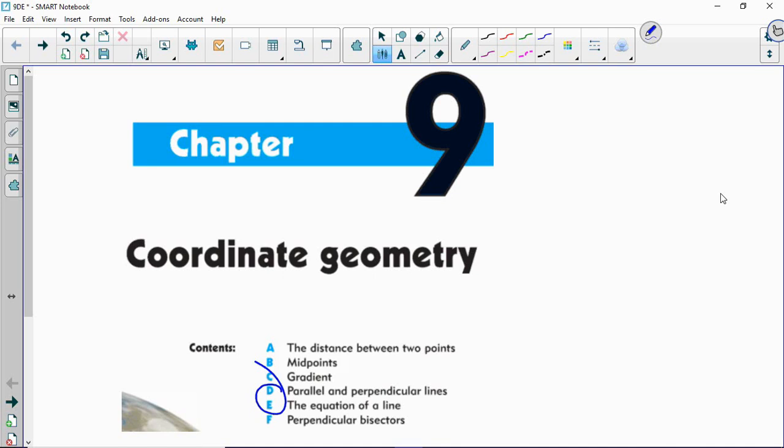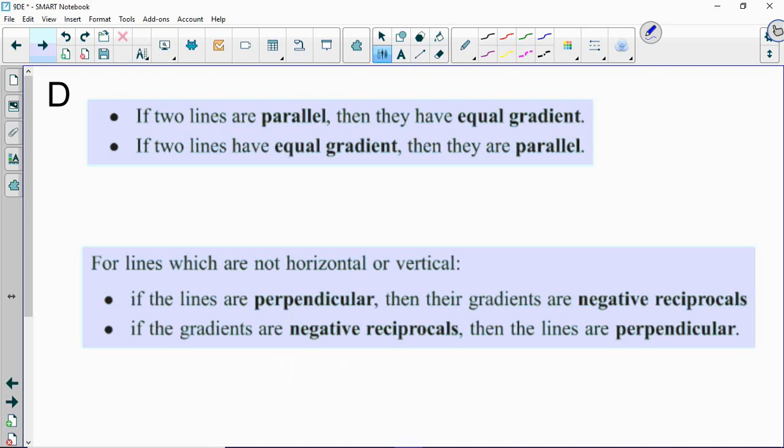This is sections D and E. Let's jump into parallel and perpendicular lines. Parallel lines are simple enough. If two lines are known to be parallel, then that means that they have equal gradient. Their slopes are the same. And that also works in the opposite direction, which probably seems obvious. If two lines have the same gradient, then we can say that they are parallel. All right, so parallel is simple enough. We're just looking to have the exact same slope.